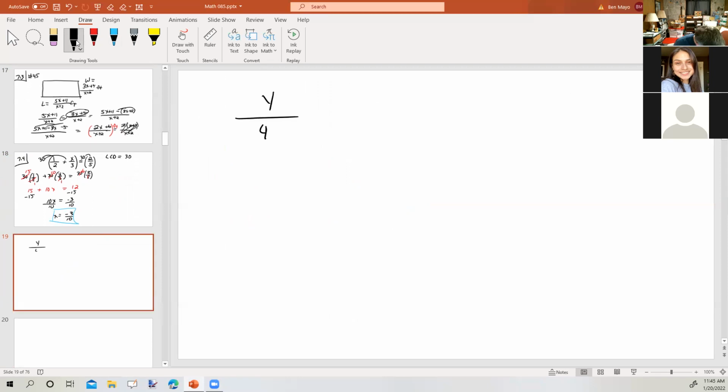Y divided by 4 plus 3y divided by 5. Oh, you know what? My bad. I don't know what I was thinking. I jumped ahead to solving equations instead of just adding fractions.